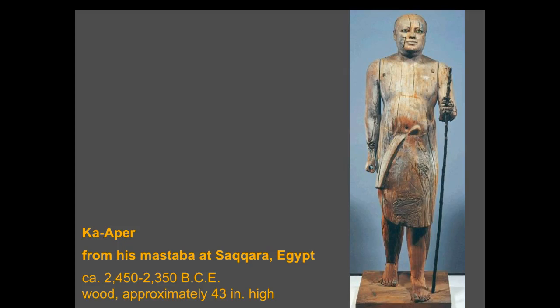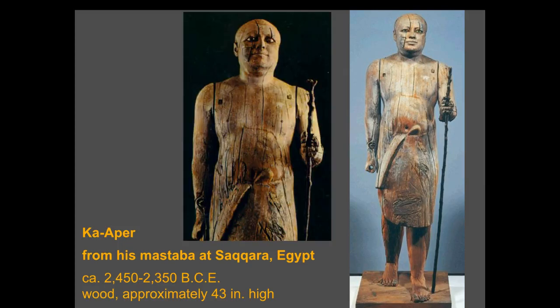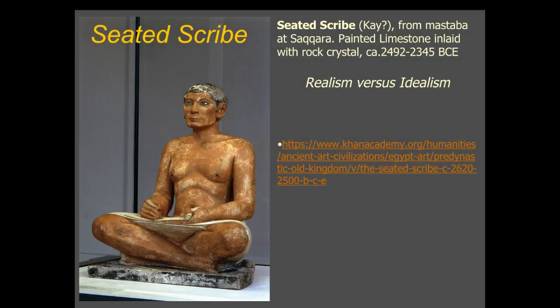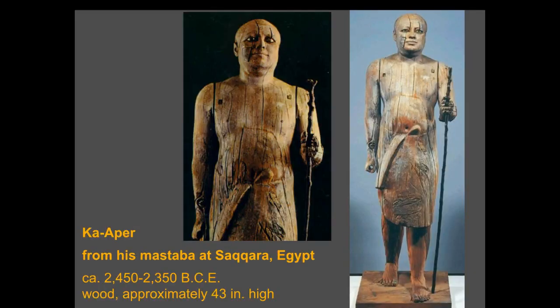Here's another one. Again, look at the tubby belly. Ka-upper. These are typically made out of wood. Same thing with seated scribe over here, painted wood. Ka-upper. Same idea.